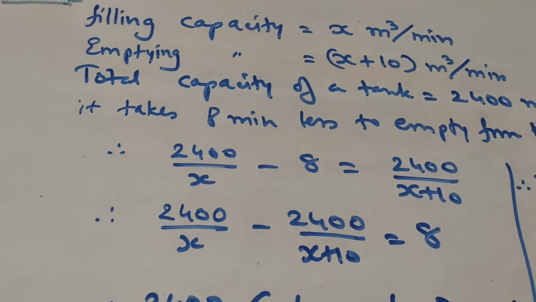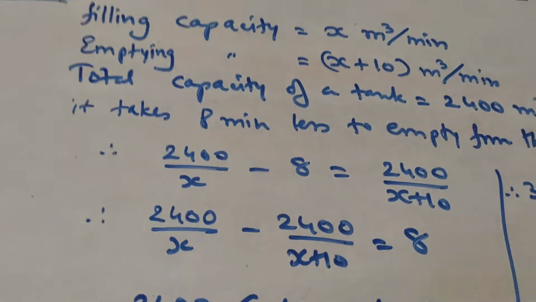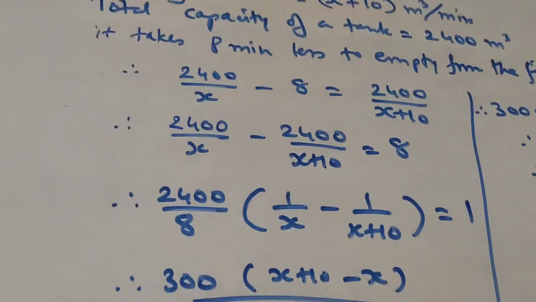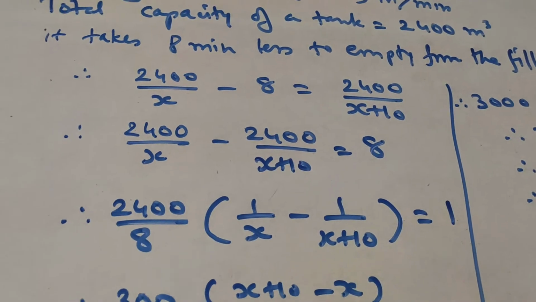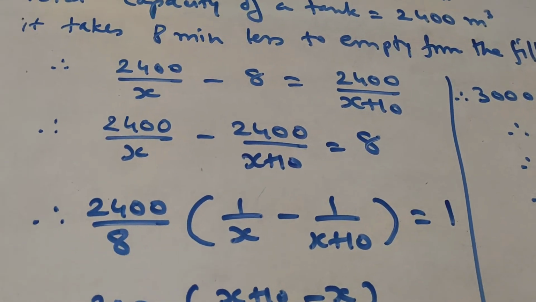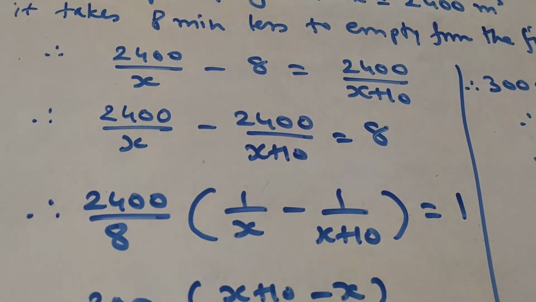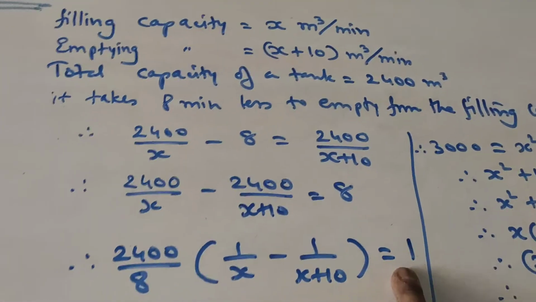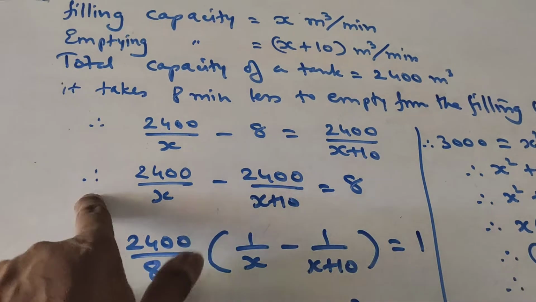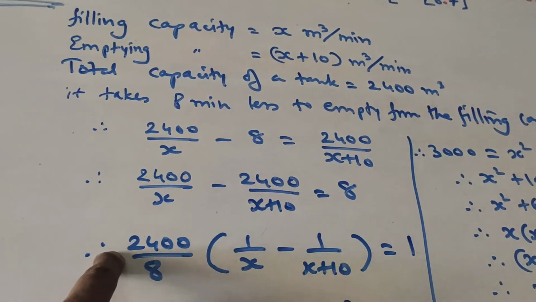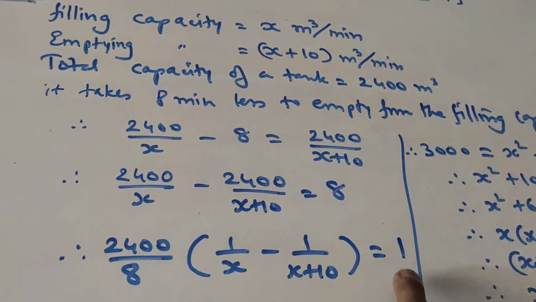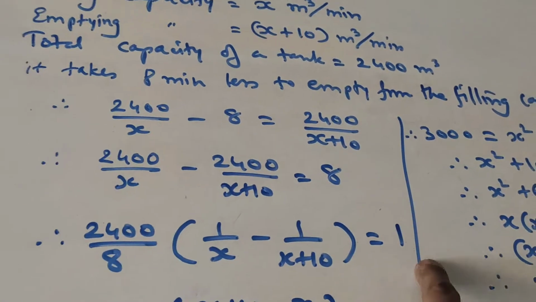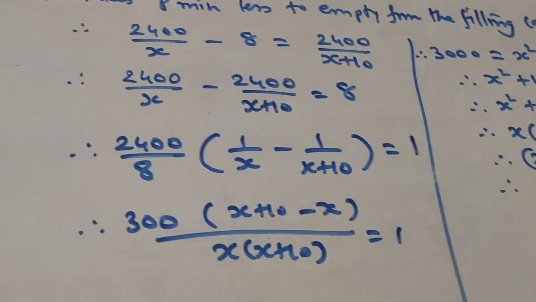Now 2400 upon x minus 2400 upon x plus 10 is equal to 8. Taking 2400 common, 8 comes down, so it becomes 1 upon x minus 1 upon x plus 10 is equal to 1. I hope you understood this step, because 8 comes down this side when we take 2400 common, so here it remains 1. If 8 goes back to 1, then it multiplies. Anyway, we move on further.